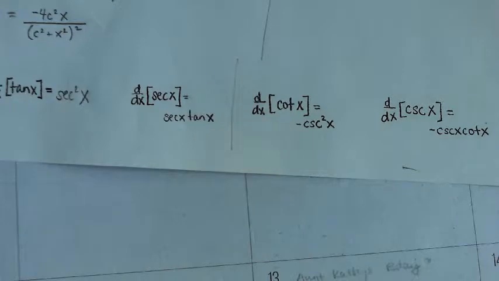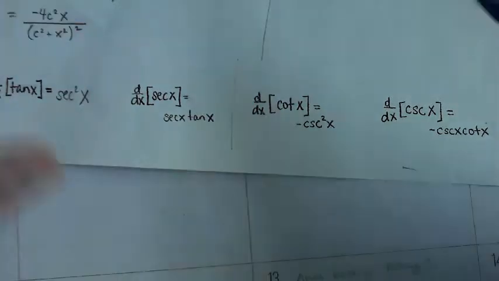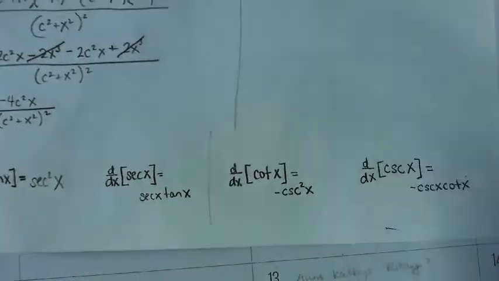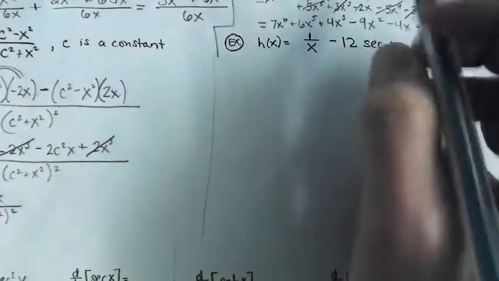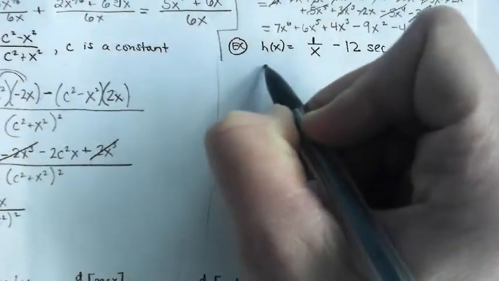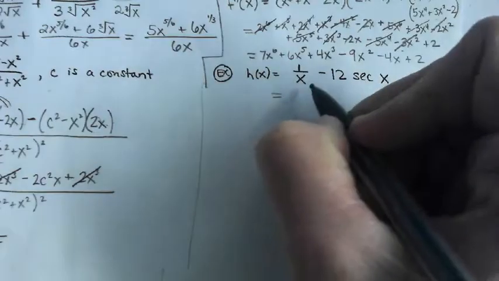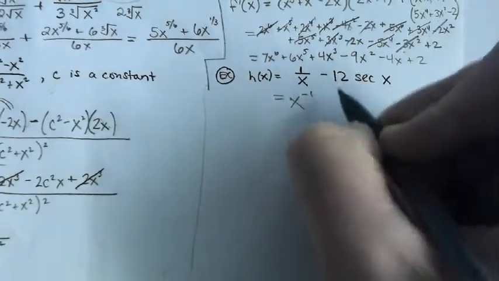So, again, you just have to memorize those. There's no real way around it. On this particular one, if we are finding the derivative of h of x, I think I would first make this x to the negative first.